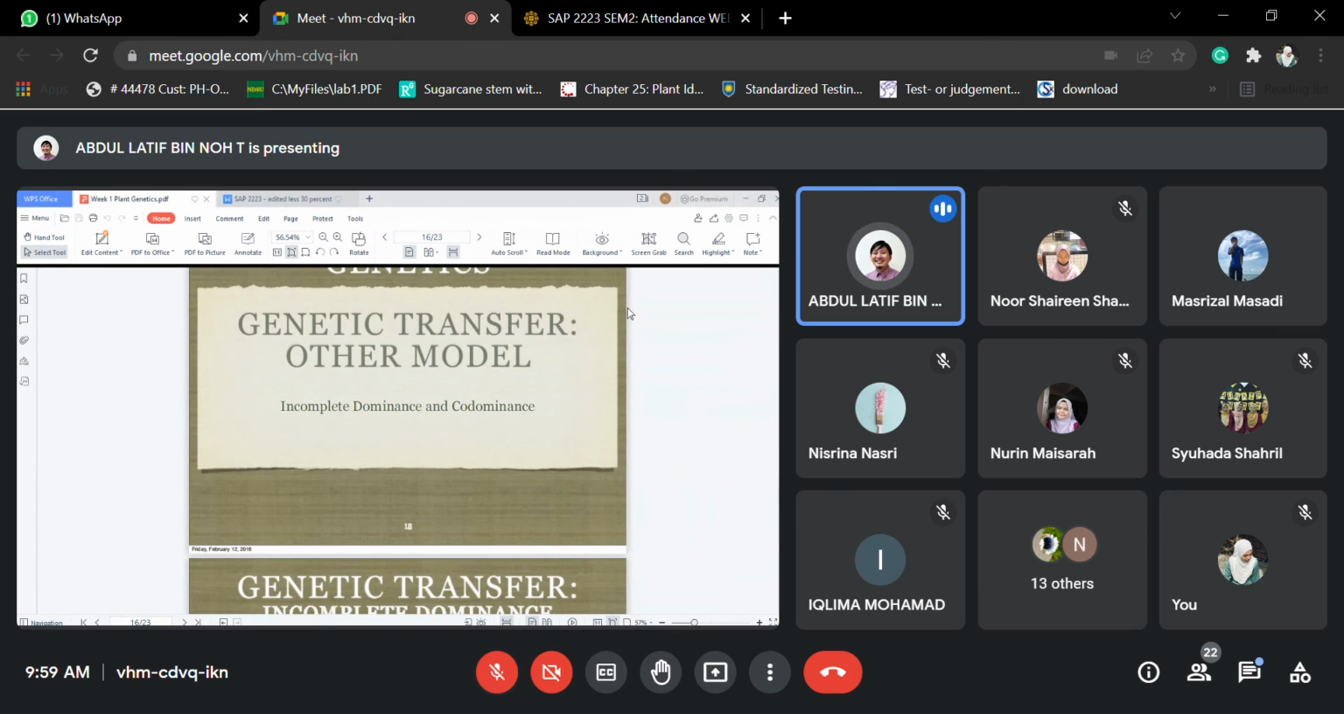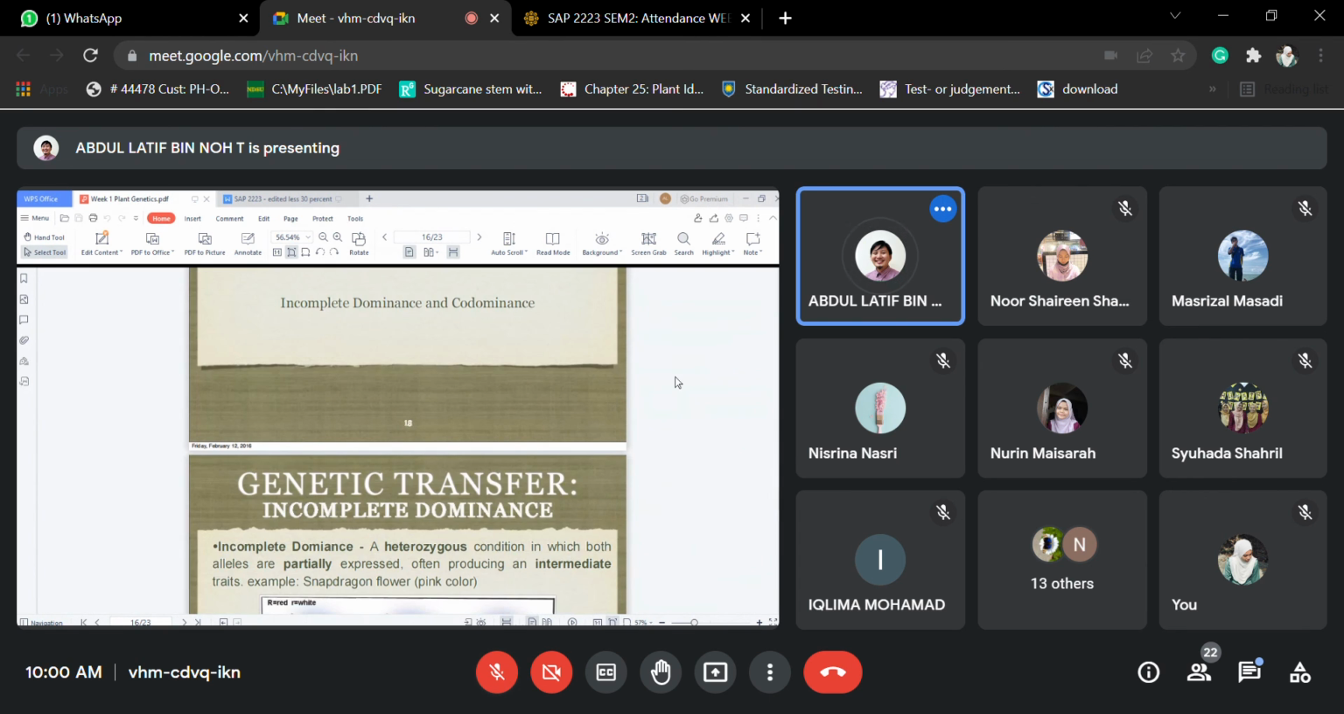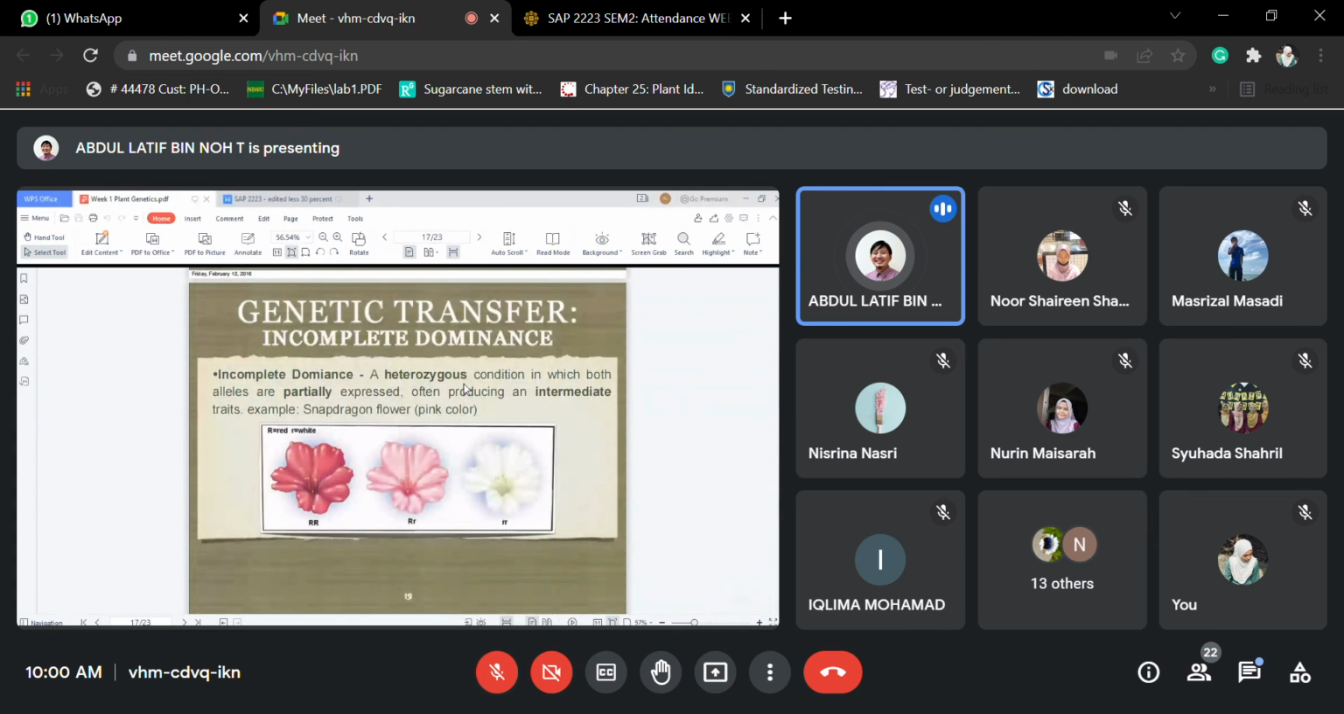Sorry, just a little. Alright, let's talk about incomplete dominance and codominance. I think you understand this particular term, right? Incomplete dominance is the heterozygous condition in which both alleles are partially expressed, often producing an intermediate trait, right? Snapdragon flower, the pink color, right? Big R, small r, small r. If we follow the Mendelian theory, of course big R will be dominant and show its color.